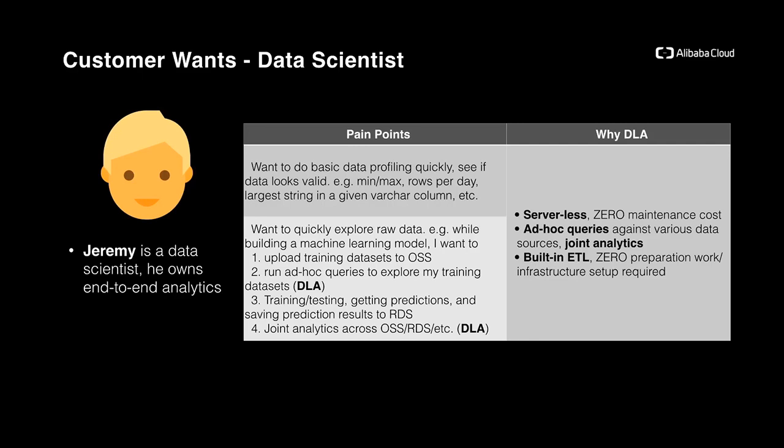And now he ends up saving data in many different places, in OSS, in RDS, and he wants to get the joint analytic results across all of these different storage options. The OSS, RDS, maybe table store, and so forth. Now in that example, he can leverage DLA in step number 2 and also step number 4, right, to run ad hoc queries to explore the training data set and in the end to get the joint analytical results across multiple storage options.